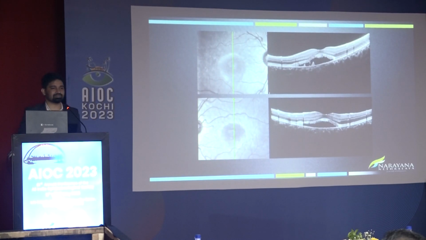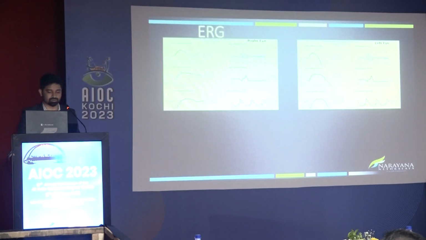This is like a spotter. 9-year-old. It's not CSR. Yes, exactly. Best disease. So let's do ERG in this patient. Let's see what's going to happen.